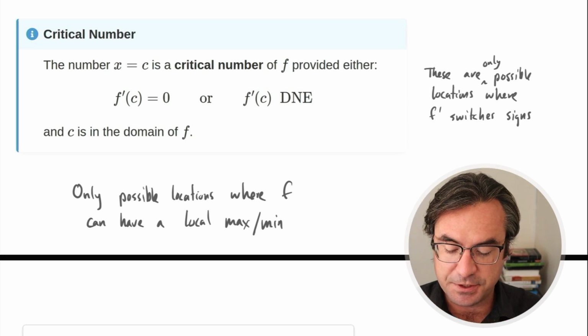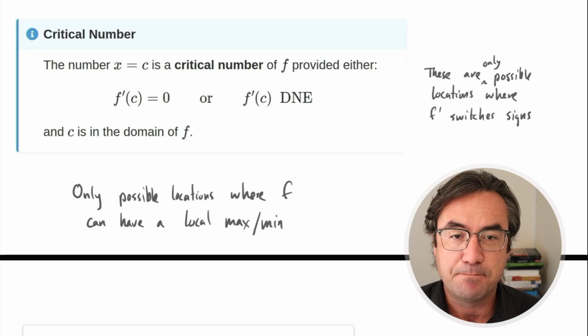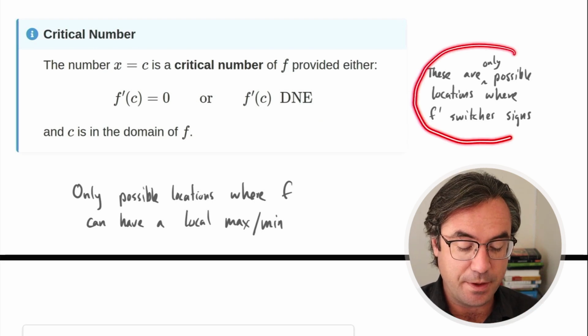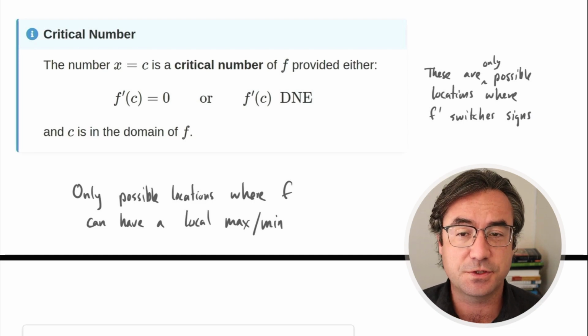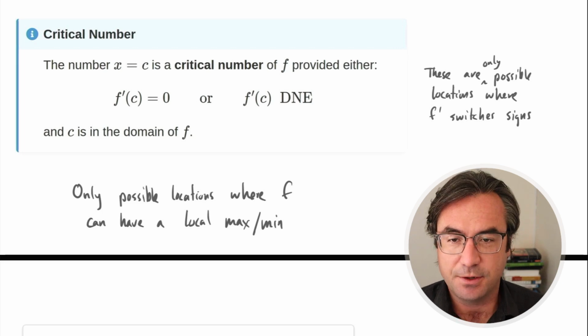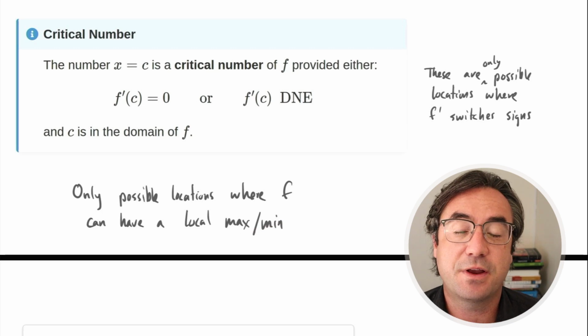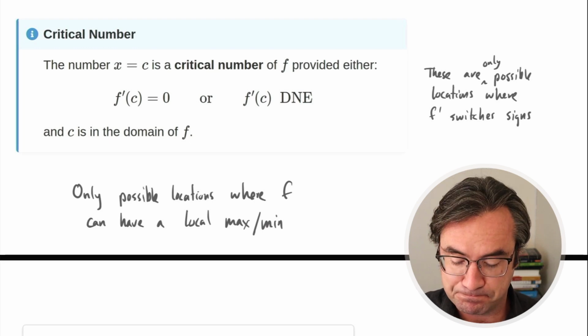But these critical numbers, these x values where either the derivative is 0 or undefined, for us right now, are important because they're the only possible locations where f prime can go from positive to negative or vice versa. And later on we'll see these are also the only possible locations where the original function f can have a max or a min. So we're going to be talking about these critical numbers a bit.